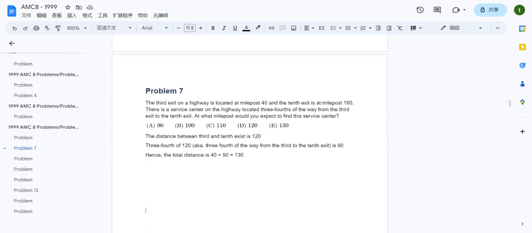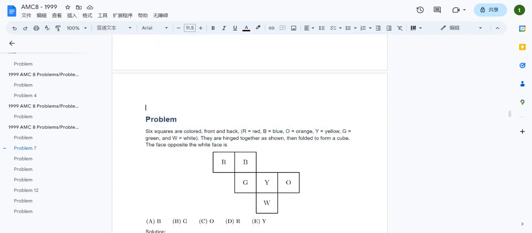Let's talk about problem 7. The third exit on a highway is located at milepost 40 and the 10th exit is at milepost 160. There's a service center on the highway located 3/4 of the way from the third exit to the 10th exit. At what milepost would you expect to find the service center? So now let's talk about this problem. The distance between the third and 10th exit is going to be 120. 3/4 of 120, which is 3/4 of the way from the third to the 10th exit, is going to be 90. We add it to 40 and hence we're able to get 130, which is going to be the choice E in this problem.